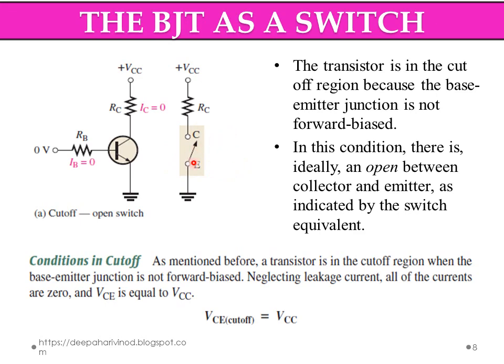To make the transistor act as an open switch, or to make the transistor operate in the cutoff region, the condition is that the base emitter junction should be reverse biased and the collector base junction should be reverse biased. Both the junctions should be in reverse bias condition. Then only the transistor will be operating in the cutoff region.